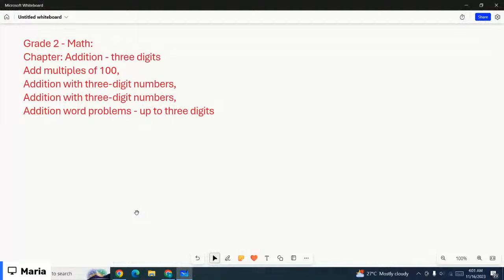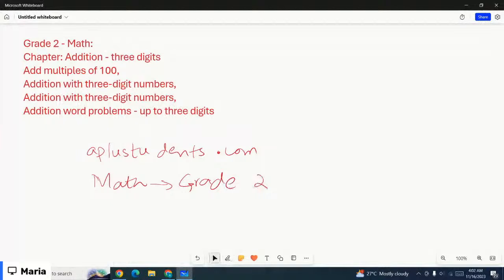So you can find all the lessons on aplusstudents.com. You have to log in there using your email address and password as provided by the administrator. Then you have to select math from the subject tab. Scroll down to grade 2 and then click on view all lessons. So there you can find a list of the chapters.